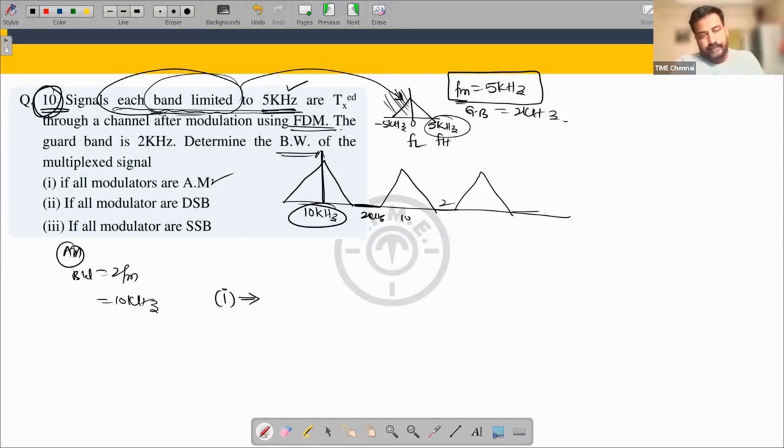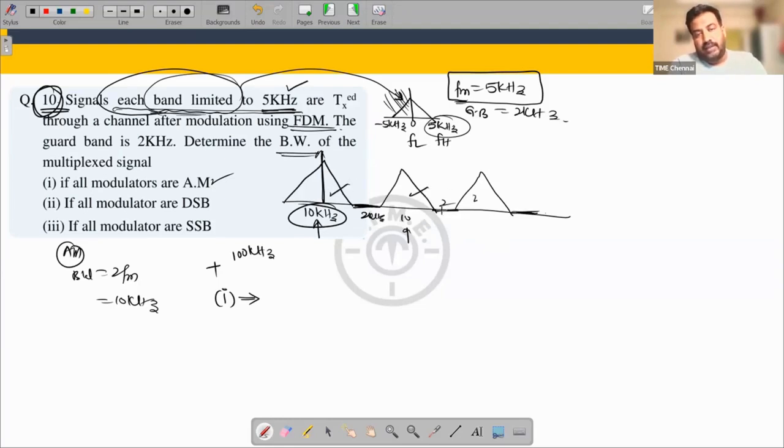What is the answer? Each AM channel takes 10 kilohertz. 10 such signals are there, 10 into 10, 100 kilohertz, plus, for 10 channels, you have only 9 guard bands. That is the important thing that you should understand.